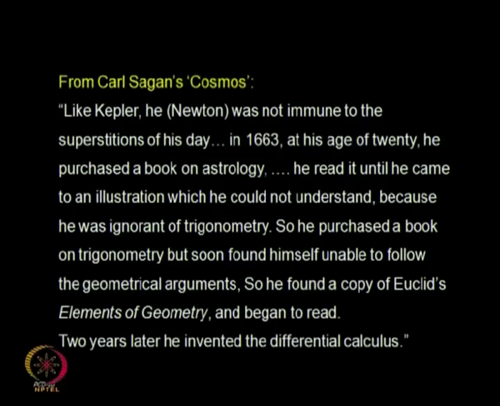He was, in fact, I will quote from Carl Sagan's book Cosmos, in which he points out that just like Kepler, Newton was also not immune to superstitions of his day. When he was about 21 years old, which is about the age that most of you must be, he was interested in astrology of all the things in the world, which is almost embarrassing. But then he got a book on astrology and he read it, and then he could not understand it.